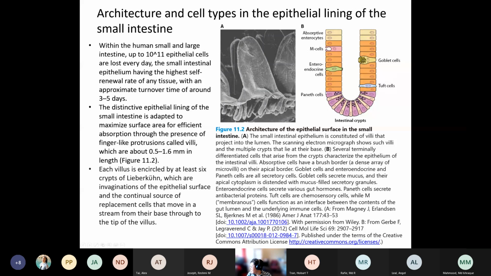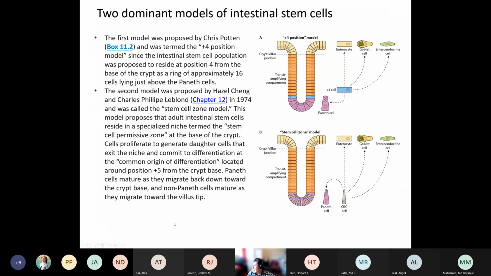So at the bottom, the base of that crypt, you have two cell types. Here we show one called a Paneth cell, but the other is a cell type that I'll describe later, which people think is the adult stem cell there. Okay. On this slide, I described two theories or two models that over time scientists have proposed to represent how cells are renewed within the crypt.